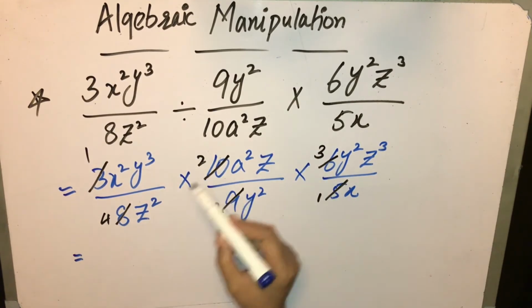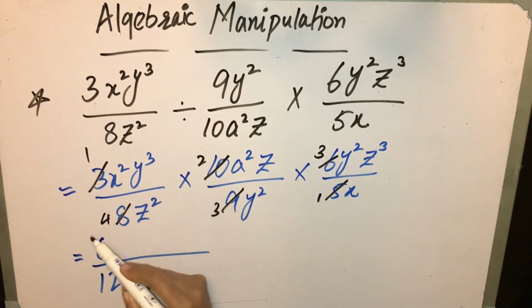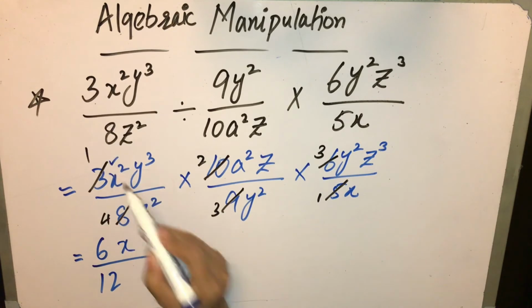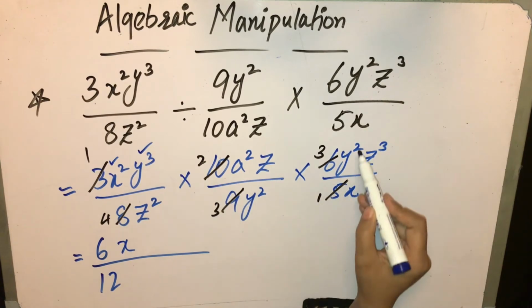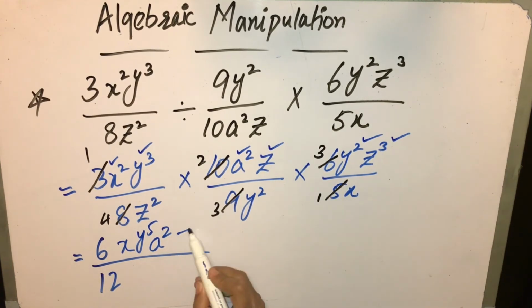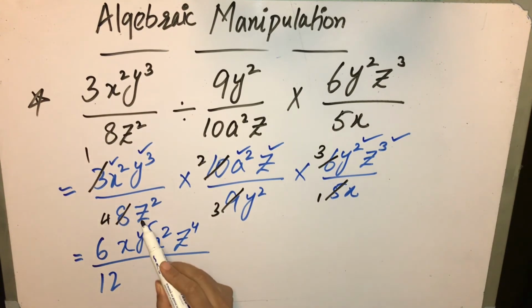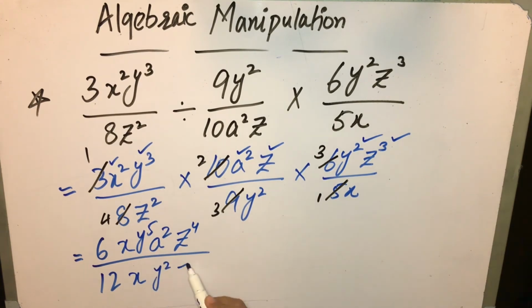Now we have 3 2s are 6, over 4 3s are 12. Definitely, finally we will have 2 only. x^2, there is no other x. y^3 and y^2, total y^5, 3 plus 2, 5. a^2 should be written first as a is first in the alphabet, and then we have z^3 and 1 4. Along with this z^2, x^1, there is no a, y^2 and z^2.